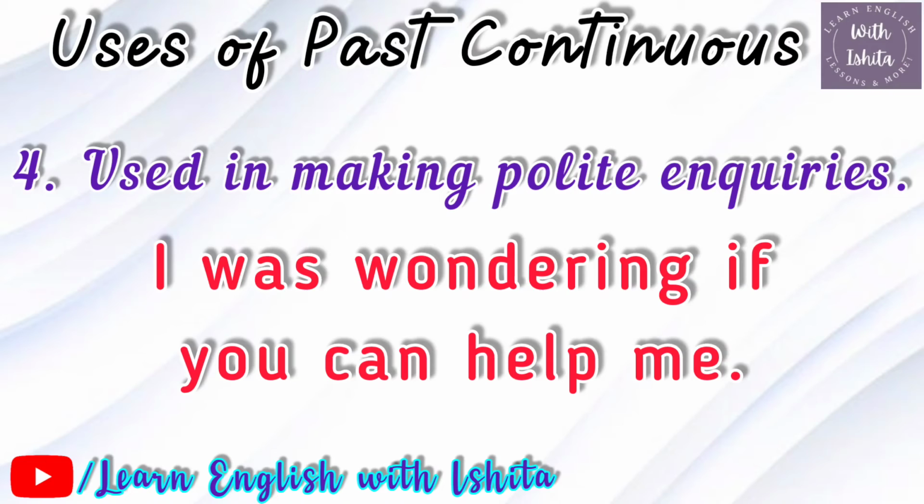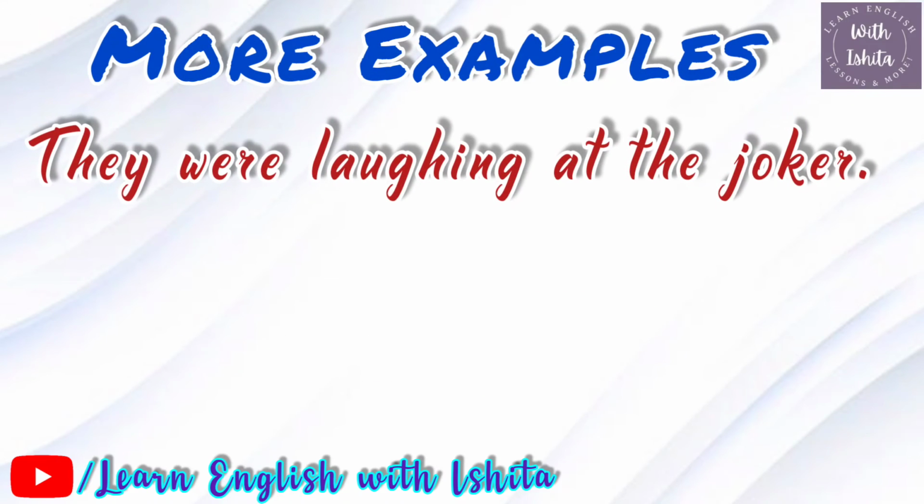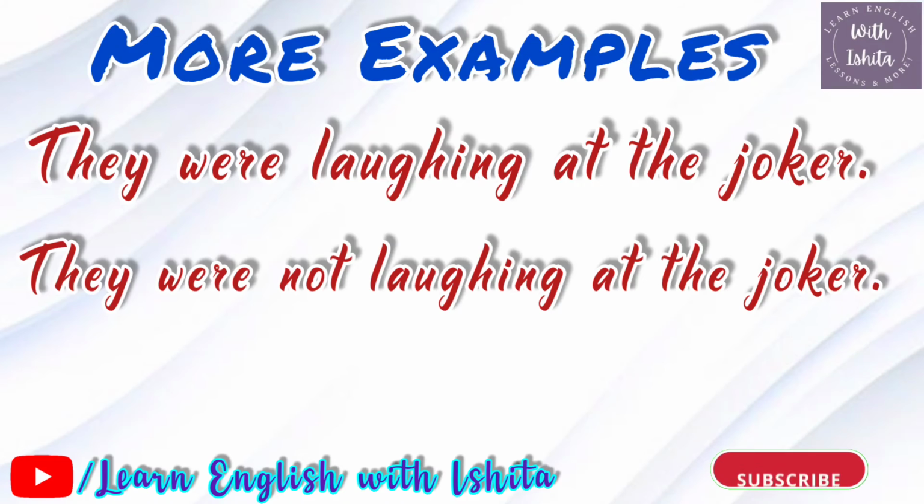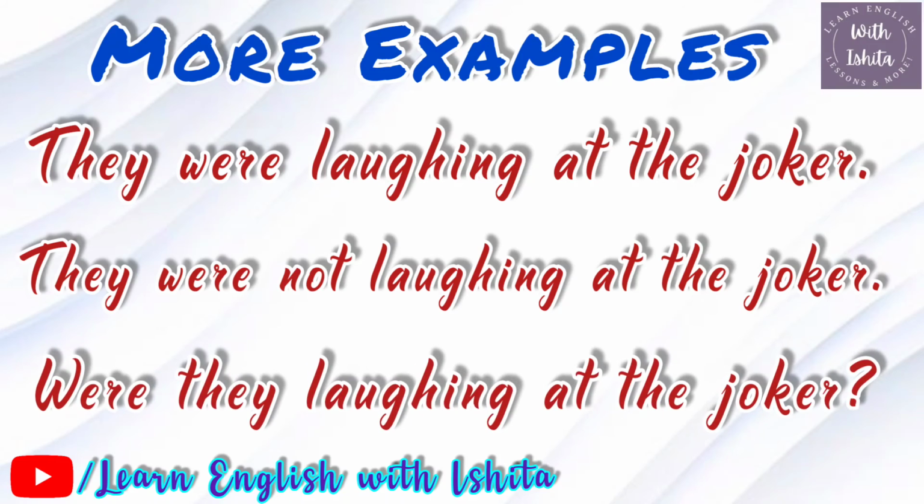So I hope I have cleared all your doubts regarding the past continuous tense, when to use it and also how to use it. You have also learned how to construct positive, negative and interrogative sentences with past continuous tense. So let's take a quick recap with some more examples. For a positive sentence, they were laughing at the joker. For a negative one, they were not laughing at the joker. And for the interrogative sentence, that will be, were they laughing at the joker? Okay, got my point? And that's the whole lesson for today.